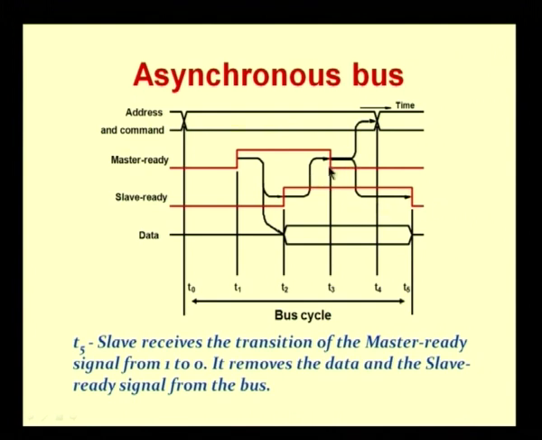The master ready signal goes down here, which is seen by the slave, and in response to that it removes the slave ready signal and removes the data from the bus. Now, you can see at the end of time t5 the entire operation has been completed. Both master ready and slave ready are the two signals used to determine when data is available on the bus and can be taken in, and when the address is available on the bus and can be decoded.